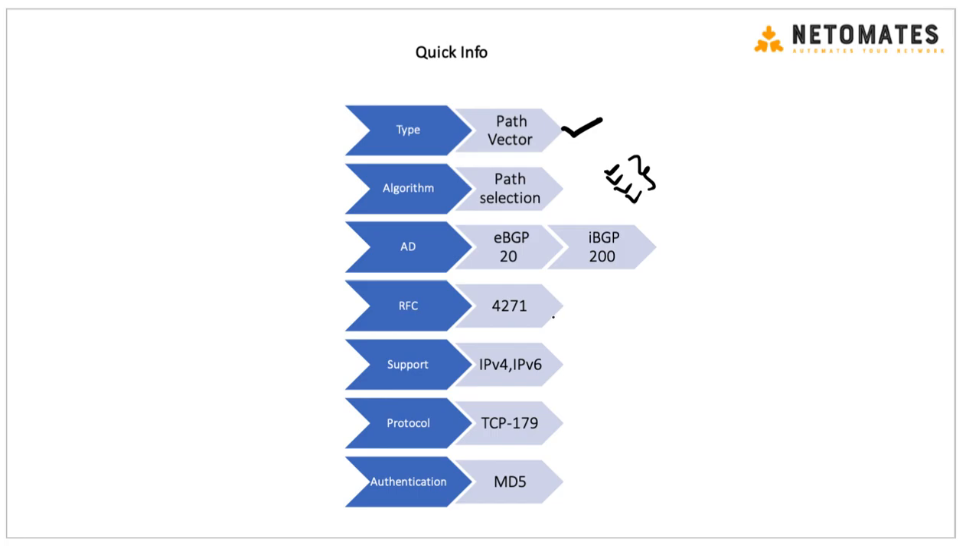Then the RFC. If you want additional information on the standard for BGP, you can look at RFC 4271. It supports both IPv4 and IPv6 routing information, but currently we are only working on IPv4. Which protocol does it use to exchange routing information? In the case of OSPF, we have seen it just uses IP, but BGP uses TCP, Transmission Control Protocol, and the port number it uses is 179. The authentication it uses is MD5.